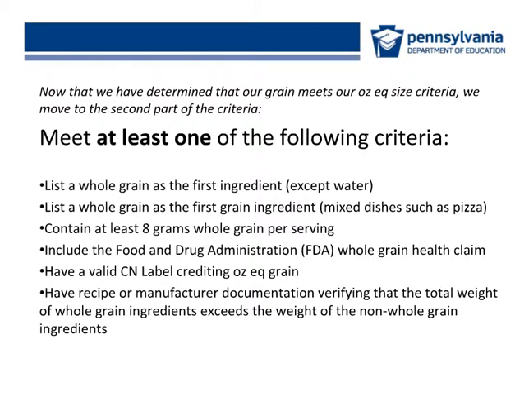Again, a valid CN or child nutrition label listing the ounce equivalents of grains verifies that your product credits as whole grain rich. And finally, if information is unclear to you, you will want to ask the manufacturer for further documentation verifying that the total weight of whole grain ingredients exceeds that of the non-whole grain ingredients. USDA has a standard form that's in the back of the whole grain resource, and most manufacturers can very quickly and easily email this form to you upon request that you can keep with your records to document.